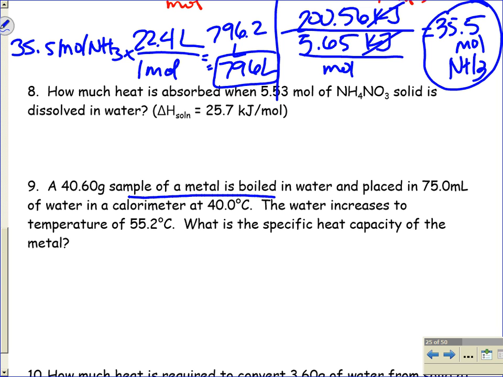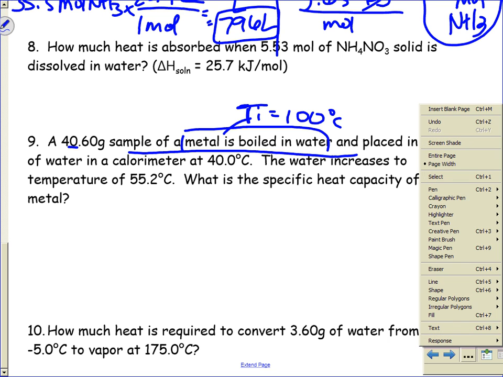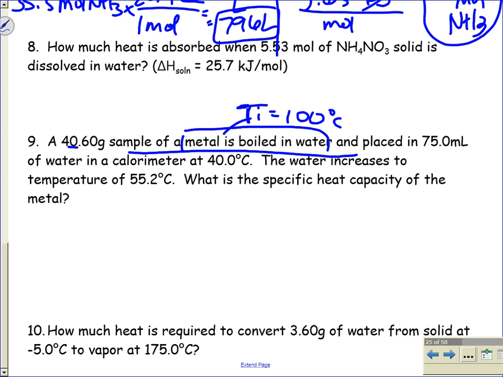So when it says it is boiled in water and then placed into water, this is basically telling me that my metal's initial temperature is 100 degrees Celsius, because we're assuming that once the metal is in boiling water, it's going to take on that same energy, that same heat. So I have the mass, I have the initial temperature, and some other information. I know you guys have been organizing your data very well. Tell me the data that you're given here.